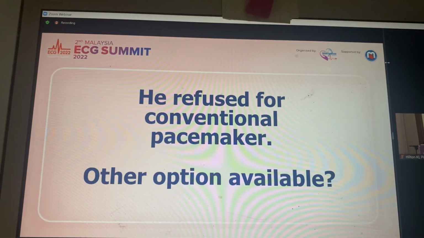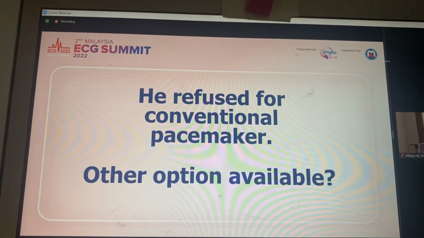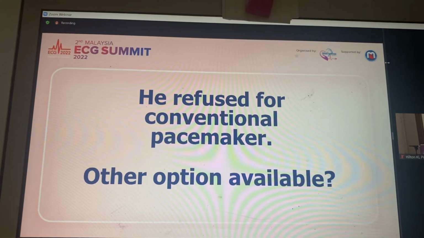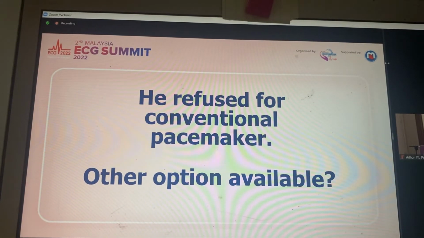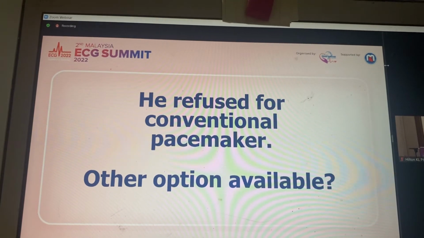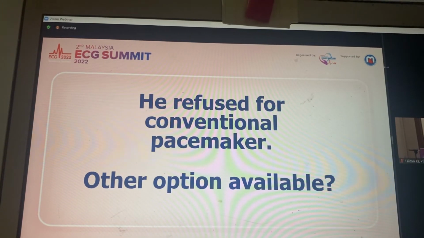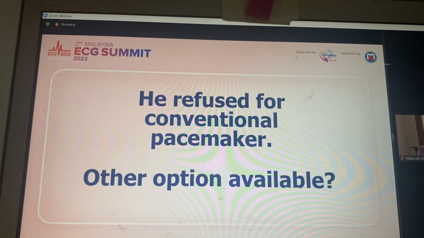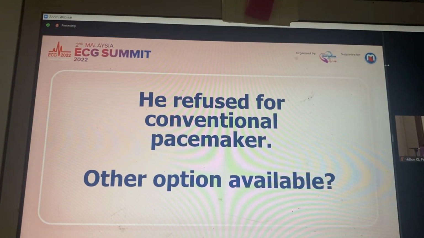Again, we go from the start to the end. After discussing with the patient, we needed a conventional pacemaker, and we wanted to implant a dual chamber pacemaker for him. Then he said he doesn't want it, because the symptom only occurs during exercise, and he refused the conventional pacemaker. And is there any other option available for him?